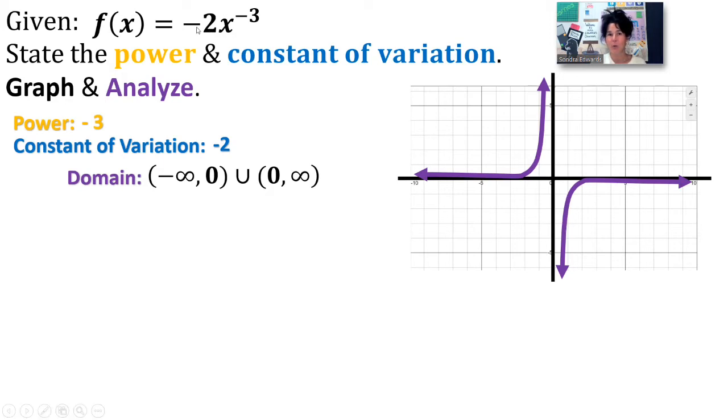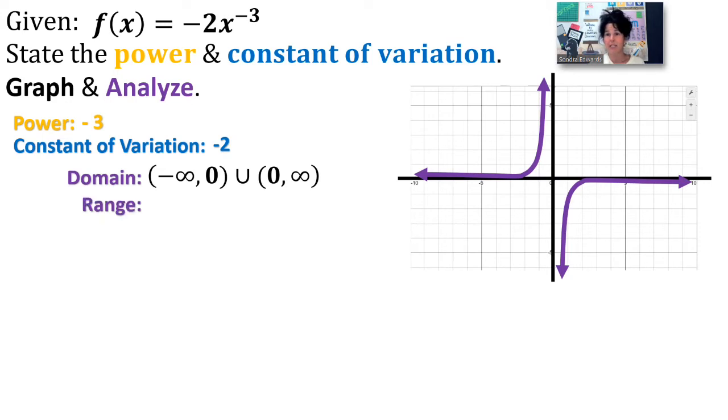If I did, however, rewrite this, it would be negative 2 all over x to the power of 3, and we can't have x's in the denominator. Those could cause us some domain issues, and if you did set x to the third power not equal to 0, you would also find out that x cannot be 0.